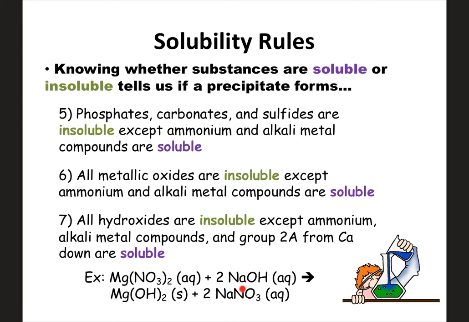And then the NaNO3 here, that's labeled as aqueous because of rule 1. Okay, it's an alkali metal, or the nitrate rule, rule 3, because it's a nitrate, right? So this double replacement reaction would happen because you got a solid forming. If you didn't get a solid forming, okay, a precipitate forming, the double replacement reaction would not happen. You need to study these rules and you need to know them inside and out.